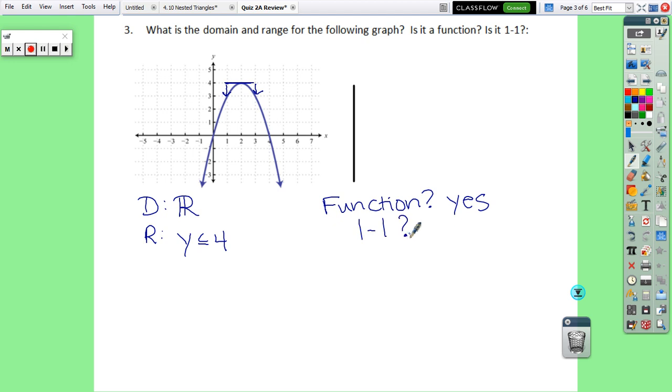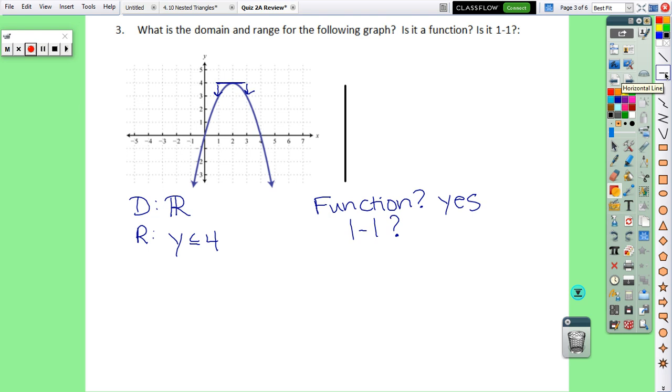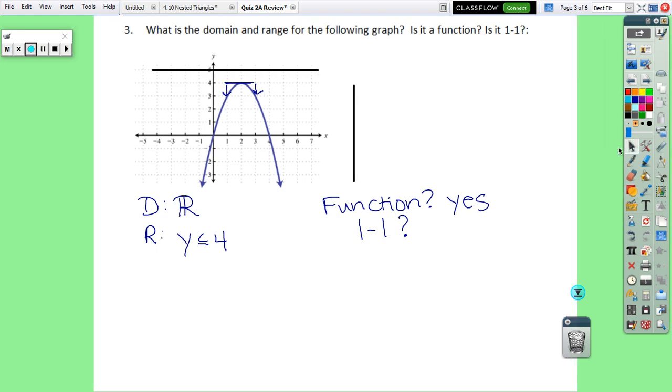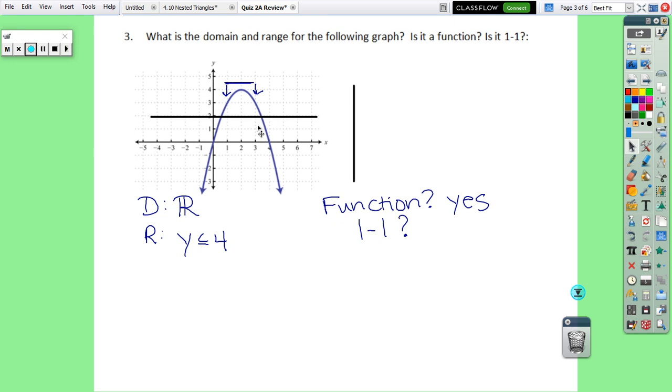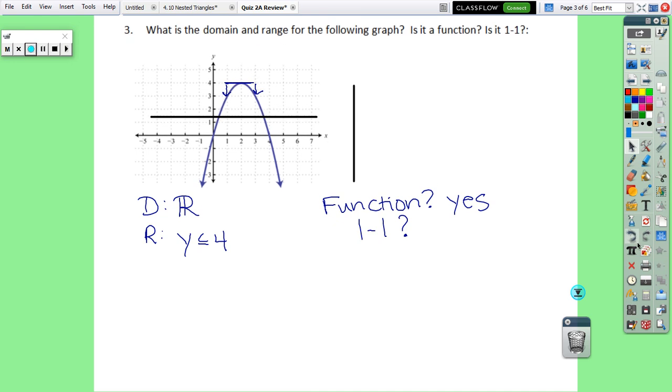And then to tell if it's 1-to-1, we do a horizontal line test. So if we take a horizontal line and pass it across here, we can see that it touches here and here at the same time. So that would not be a 1-to-1 function, which means that this would not have an inverse.